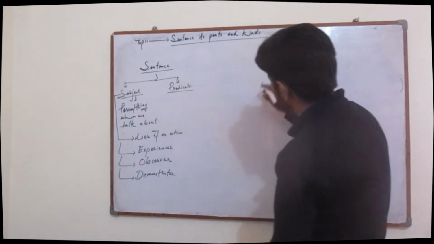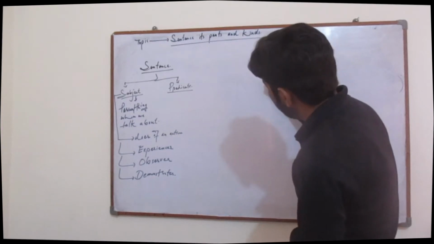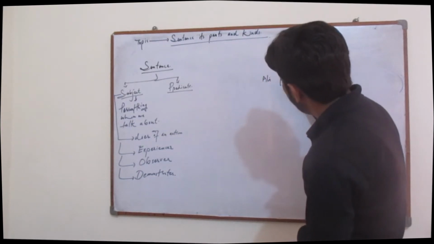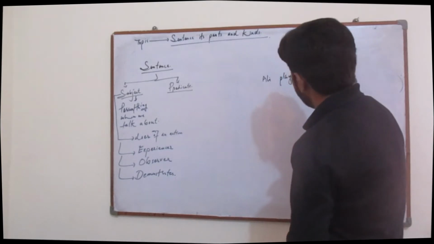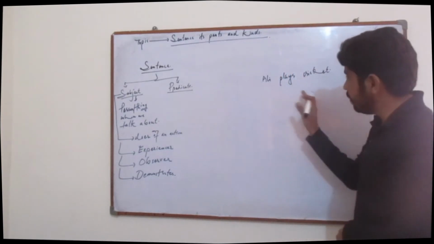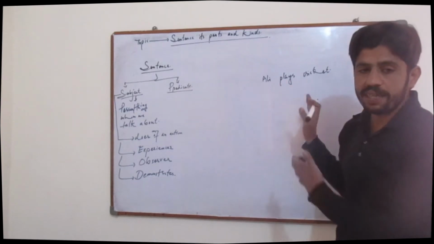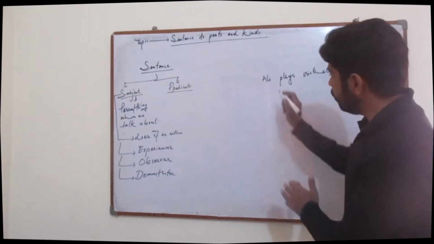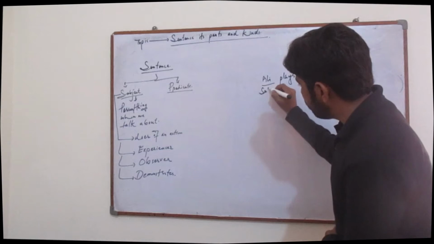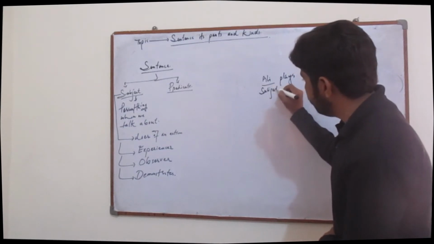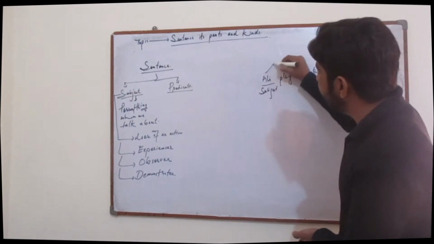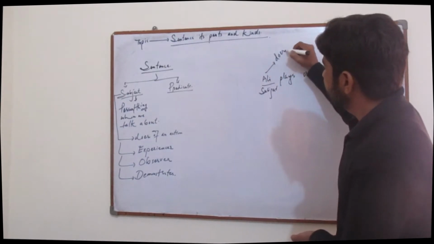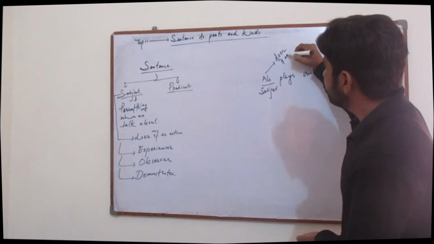For example, there is a sentence, Ali plays cricket. So this is a sentence, a group of words making a complete sense. And here Ali is the subject. Why? Because I'm speaking about Ali, so Ali is said to be the subject. And what is Ali here? Ali is the doer of an action.